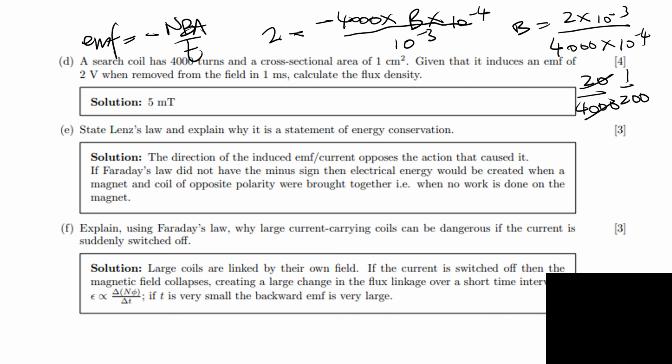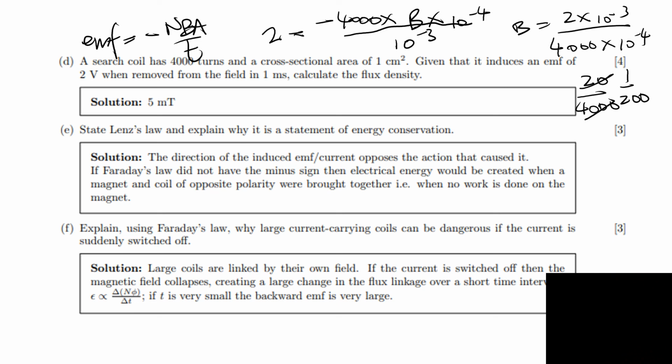State Lenz's law and explain why it is a statement of energy conservation. The direction of the induced EMF current opposes the action that caused it. If Faraday's law did not have the minus sign, then electrical energy would be created when the magnet and coil of opposite polarity were brought together. So therefore you're creating energy out of nowhere when no work is done on the magnet.